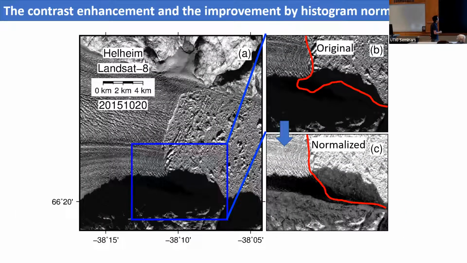Another important thing about the histogram normalization is that it can enhance the contrast. This image originally suffered from shadow issues, and the network doesn't have a good result over this shadowed area. But after normalization, we increase the contrast of the image, and the result is closer to reality, actually.